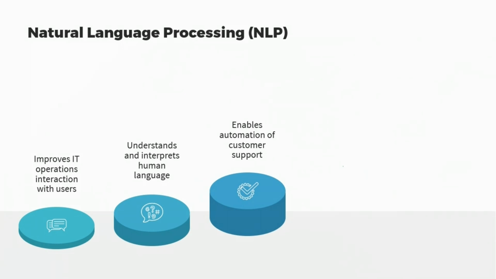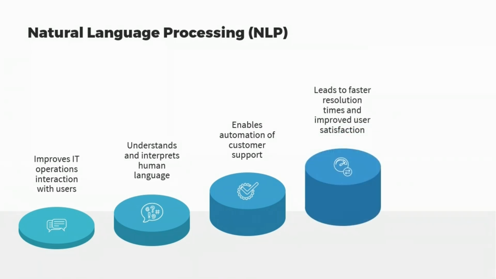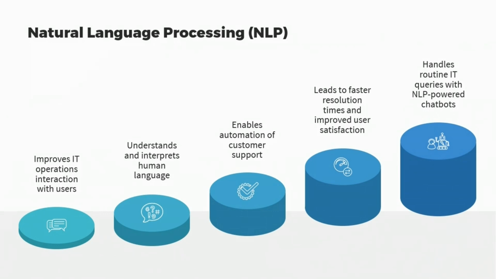And this not only reduces the burden on human support agents, but also provides users with instant access to information and assistance, leading to faster resolution times and improved satisfaction. By automating routine IT queries and support tasks, NLP powered chatbots can enable organizations to resolve issues quicker and more efficiently, like we just said. And this will result in improved user satisfaction, higher service levels, and a more positive overall experience for end users. And NLP powered chatbots can actually handle a wide range of routine IT queries, including password resets, software installations, and troubleshooting assistance.